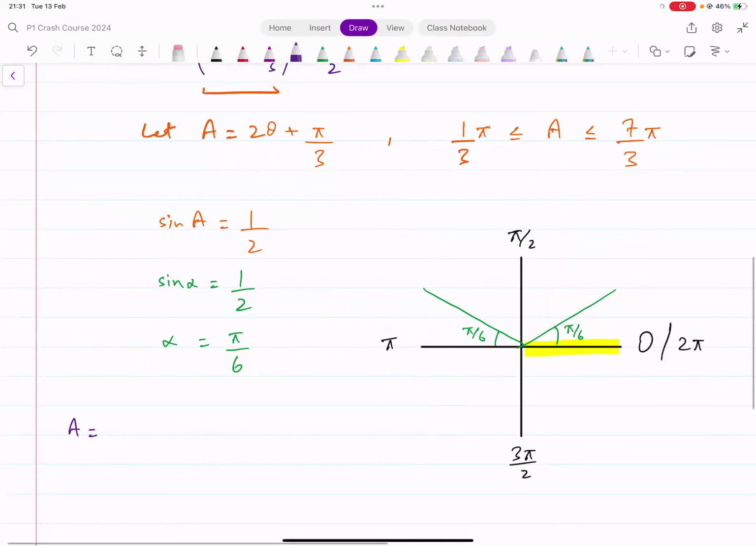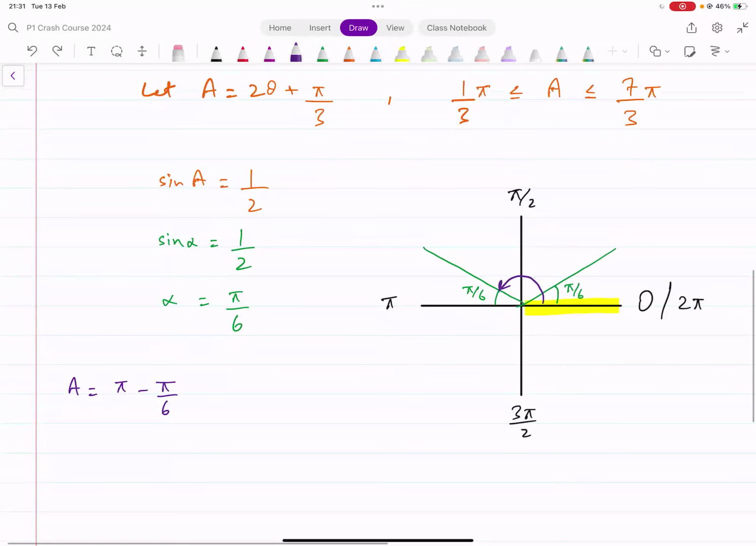So we can't consider that first angle. We go here instead. That's the first angle that we get, pi minus pi/6. That's 5 pi/6. You can see that is bigger than this, so it does fall in the interval. So the first value of A that we're getting is 5 pi/6.